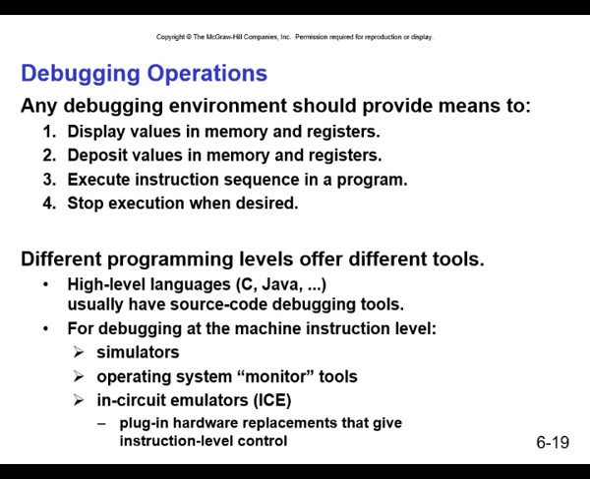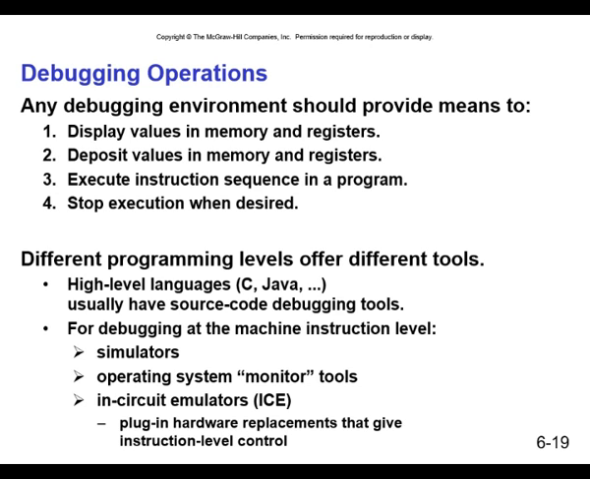This is debugging operation. Any debugging environment should provide means to: number 1, display values in memory and registers; number 2, deposit values in memory and registers; number 3, execute instruction sequences in a program; number 4, stop execution when desired.